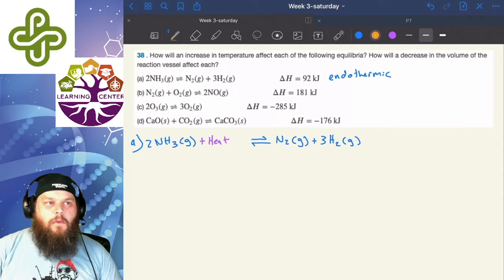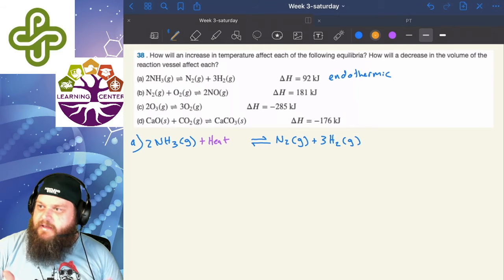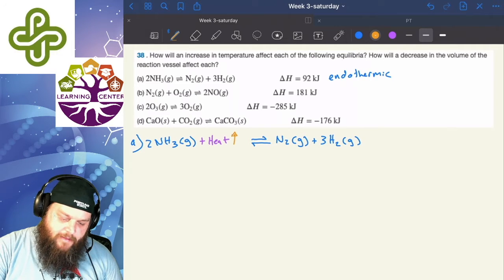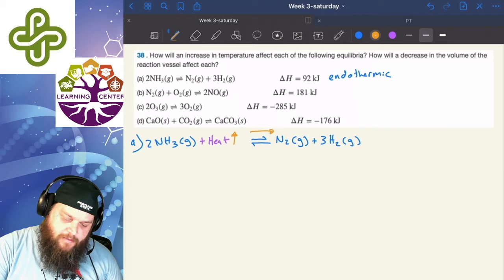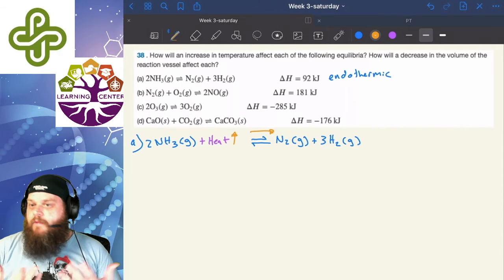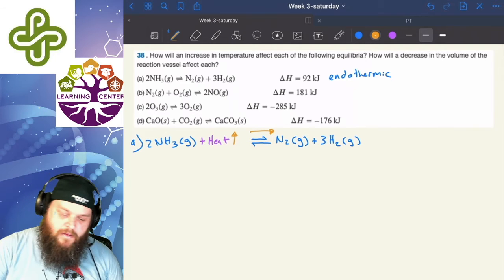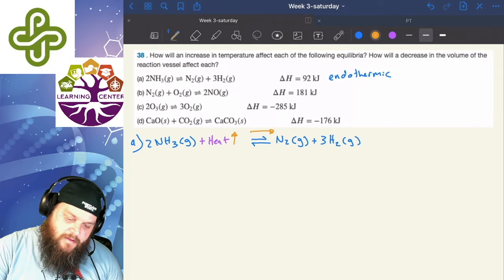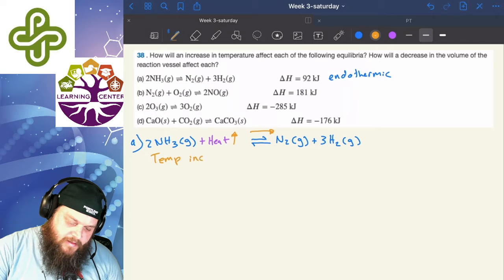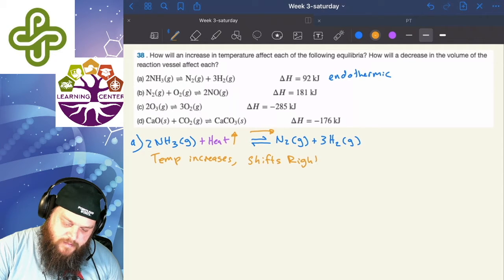Now I can talk about, well, what happens if that heat goes up? We increase the temperature. If I increase the temperature of this, we're driving it towards the product side, towards the right, because we have more reactants than we did, so we're going to end up with more products to balance that out. So I'll write, if temperature increases, it shifts right to the product side.